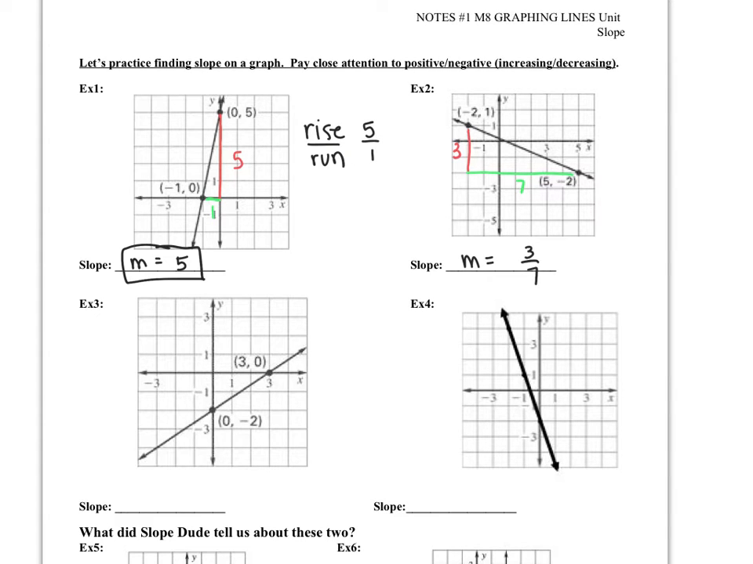Now before I'm done, I want to check if my line is increasing or decreasing as I read it from left to right. So as I move along the line left to right, it is decreasing. Therefore, my slope is negative.